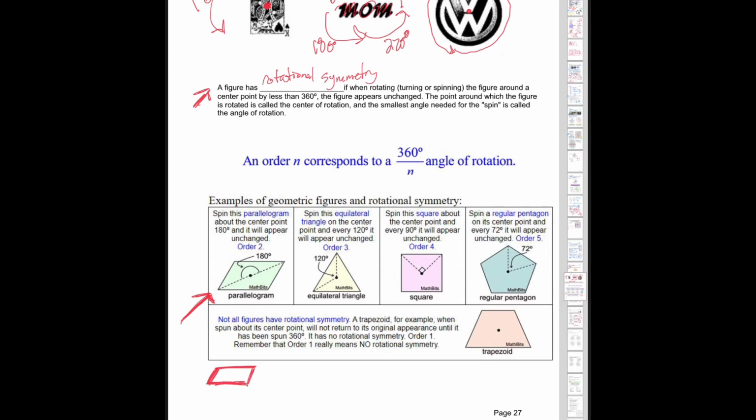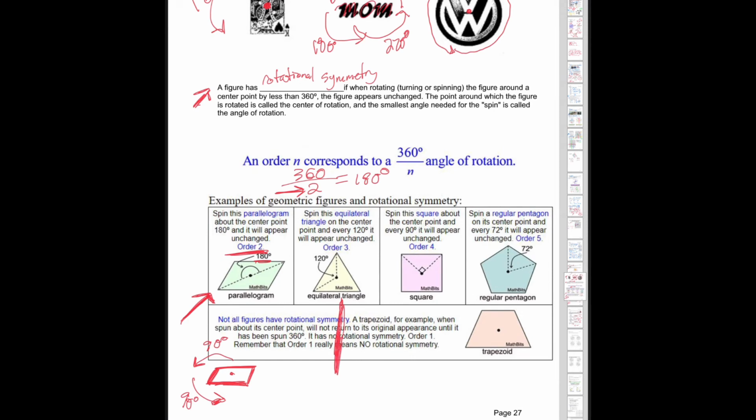If I take a parallelogram and I want to find out if it has rotational symmetry, again, I'm trying to figure out how many times I have to rotate this to get the same image. If I were to do this twice, so 90 degrees 2 times, that's the order. The order is 2. Again, 2 rotations to get the same image. So again, if I wanted to see what the angle of rotation was, I would have to do 360 divided by 2 because that's my order. And again, my angle of rotation is 180.